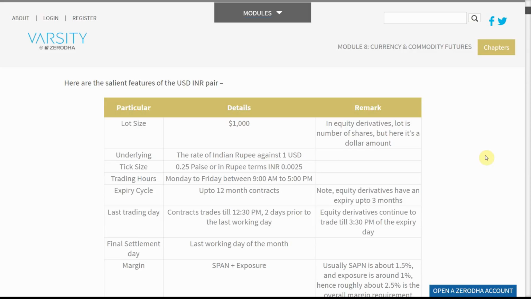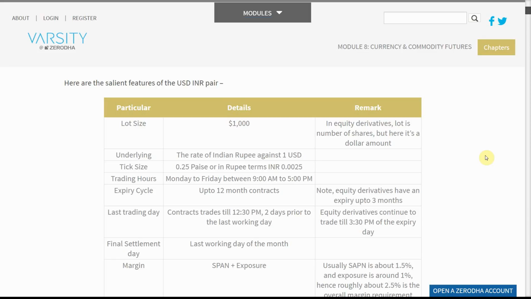Particular details, remark. Lot size: $1,000. In equity derivatives, lot is the number of shares, but here it's a dollar amount. Underlying: the rate of Indian rupee against one United States dollar. Tick size: 0.25 paise, or in rupee terms INR 0.0025. Trading hours: Monday to Friday between 9 a.m. to 5 p.m. Expiry cycle: up to 12-month contracts. Note: equity derivatives have an expiry up to 3 months.